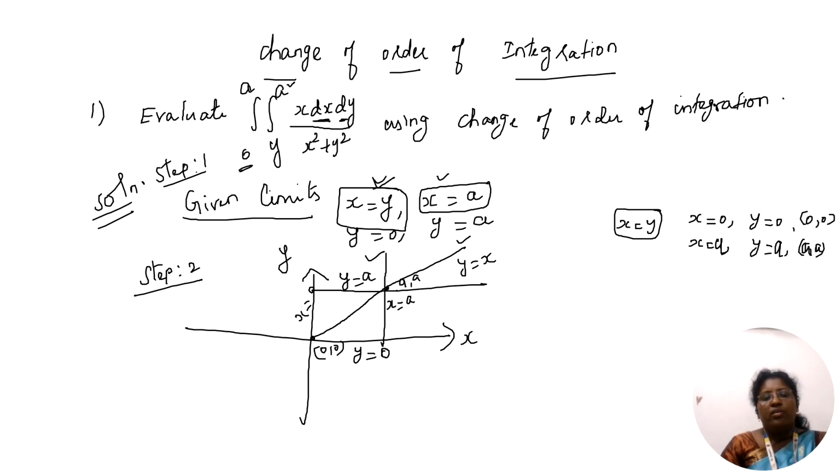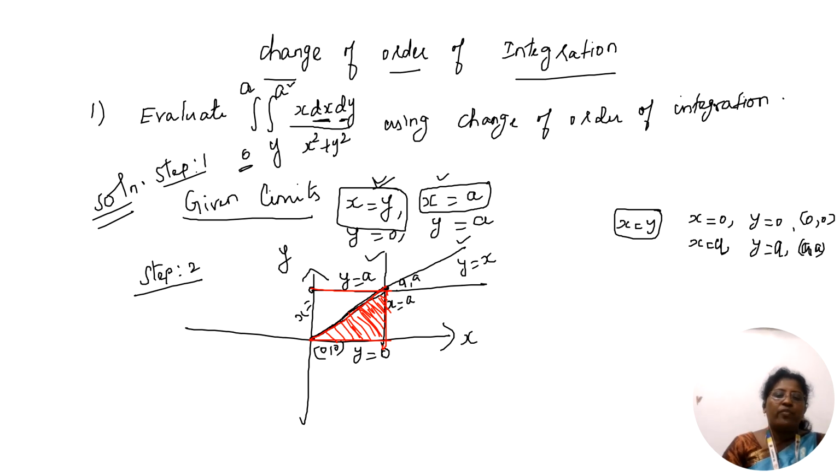Now we'll shade the region of integration. The region of integration is bounded by these 4 lines. What are the lines here? The region is bounded by 4 lines: the line x equal to y, the line x equal to a, the line y is equal to 0, and the line y is equal to a. So the region of integration is this part. This is the lower part of the triangle. So this will be the region of integration.